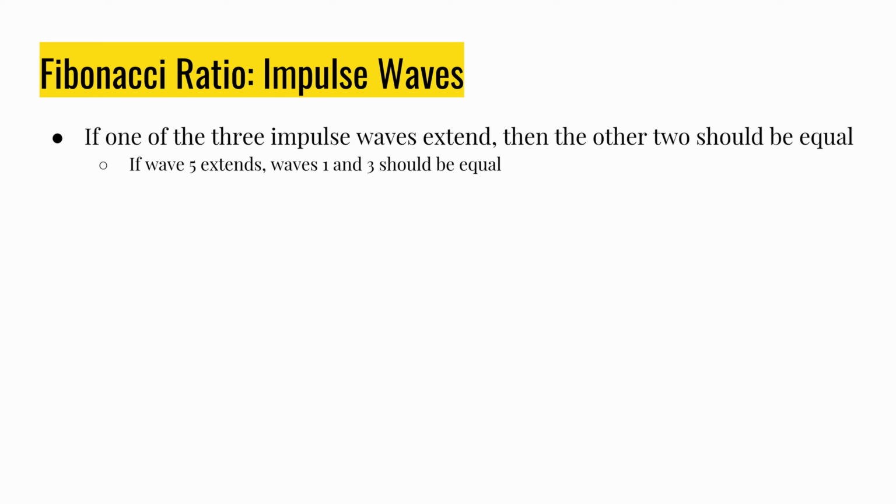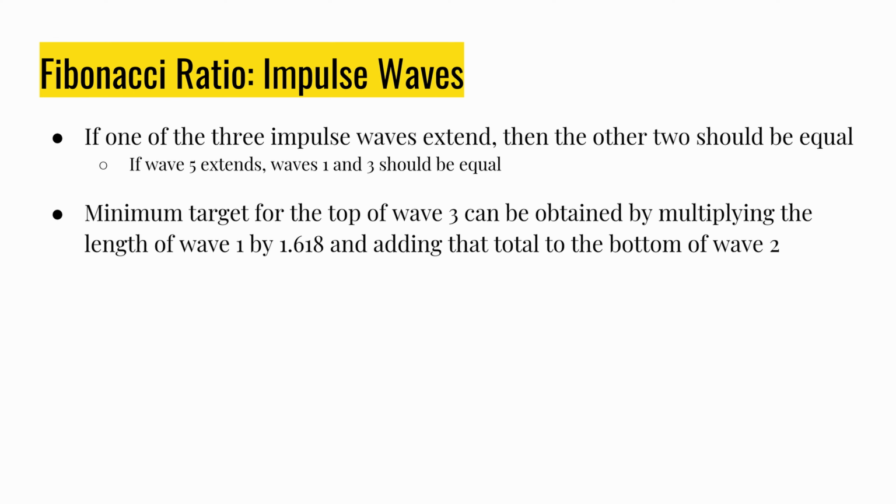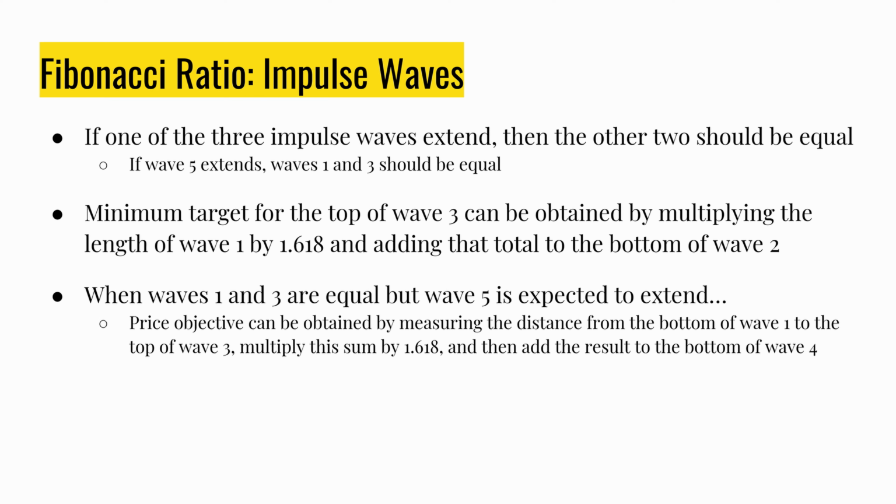First, the minimum target for the top of wave 3 can be obtained by multiplying the length of wave 1 by 1.618. You then add this to the bottom of wave 2. This general concept can be applied to when waves 1 and 3 are equal, but wave 5 is longer than expected. When this happens, the price objective can be obtained by measuring the distance from the bottom of wave 1 and the top of wave 3. You then multiply the sum by 1.618 and add that to the bottom of wave 4.